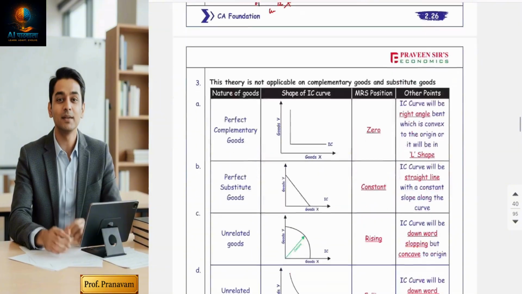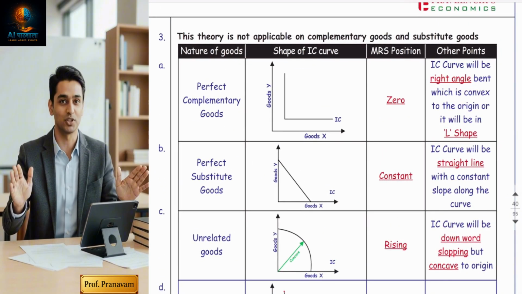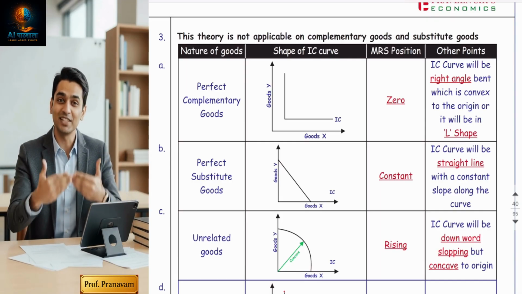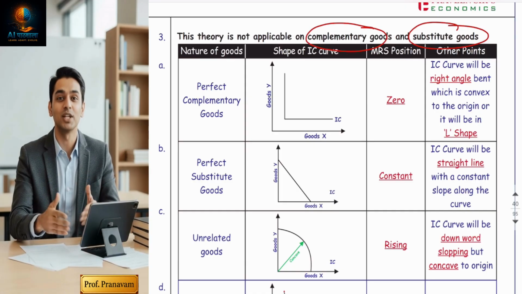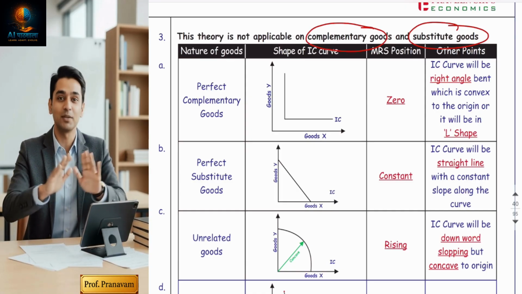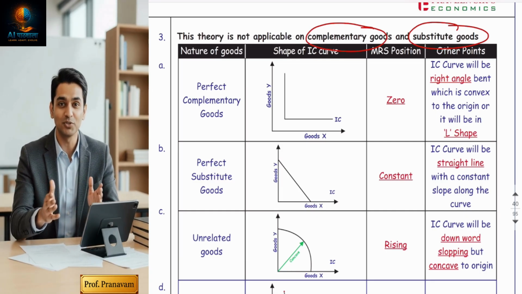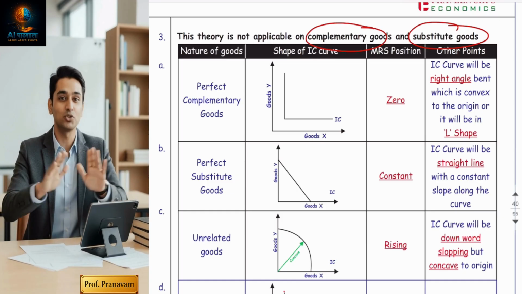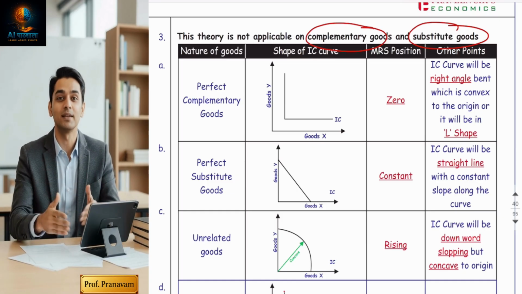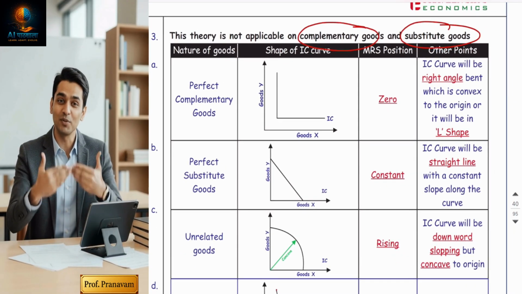Fine, sir. Next, the third and the last point. The third and the last point is that Hicks and Allen clearly stated that my law will not be applicable on complementary goods and substitute goods. This indifference curve will not be applicable on complementary and substitute goods. You have to ignore them. But why? Hicks and Allen want to say that if you apply indifference curve theory on complementary and substitute goods, my law may not hold good. So the reasons are here. These are also very important MCQs.